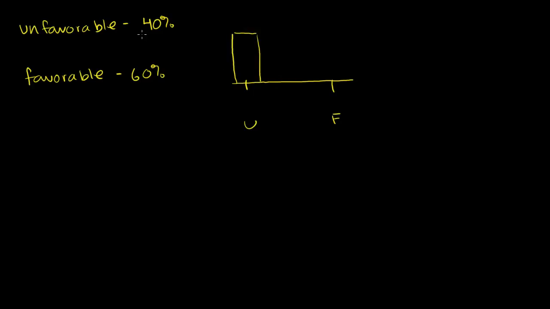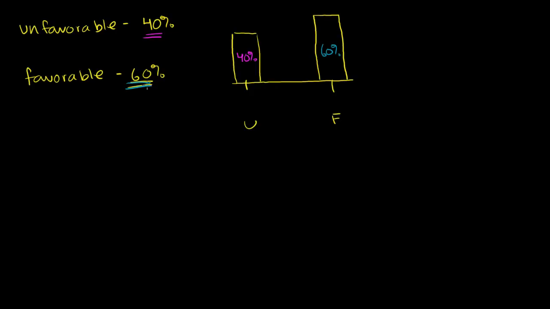And let me color code this a little bit. So this is the 40% right over here, so 0.4. Maybe I'll just write 40% right over there. And then 60% have a favorable view. And notice these two numbers add up to 100% because everyone had to pick between these two options.